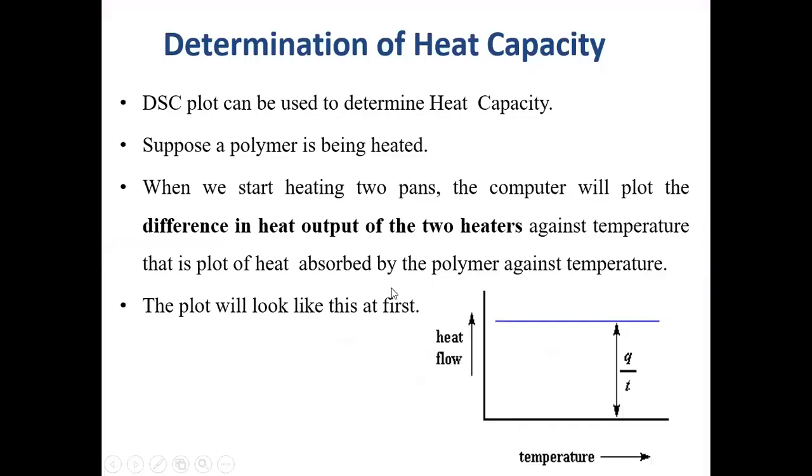Okay, and coming to another important point, determination of heat capacity. How much heat capacity is supplied has to be determined. For example, a polymer is being heated. Whatever polymer you take as one example.